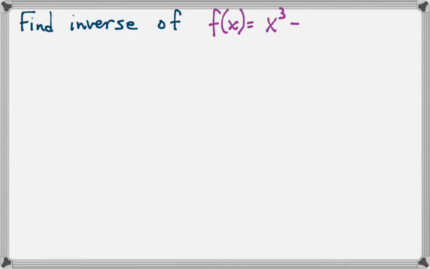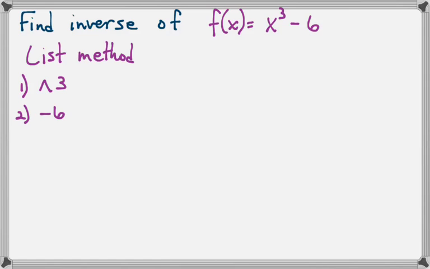Alright, now we're going to find the inverse of x to the third minus 6. And I'm going to use the list method first. The first thing that happens to our x is we do the third power to it. So I used this caret symbol for the power. This is what computer programmers use, so I thought it would be just as easy a way to write it as anything else. I just needed a symbol to stand for my power. And then the next thing that happens after we cube the number, we subtract 6.